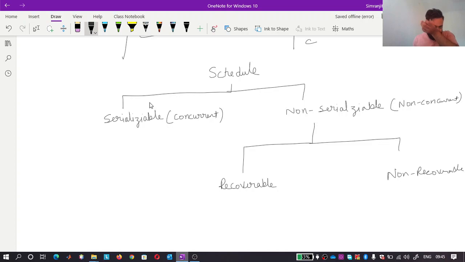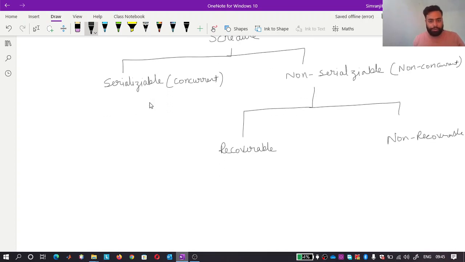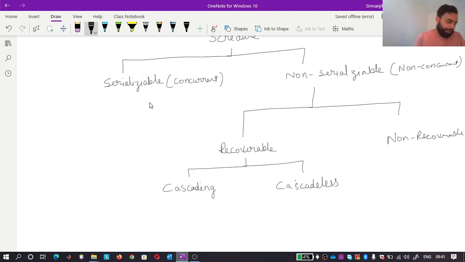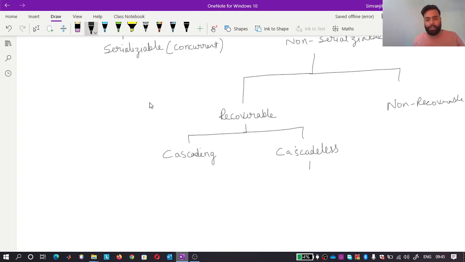Again, the recoverable schedules are divided into two parts. First one, as you already know, is where cascading rollback happens. Another one is cascadeless. We have seen how to convert a recoverable schedule to a cascadeless schedule. You just have to do one or two steps. We have also seen that cascadeless can be divided into two parts. First one is a strict schedule, another one is a non-strict schedule. All the definitions have been seen in the previous video, so if you do not know them, just refer to the previous video.